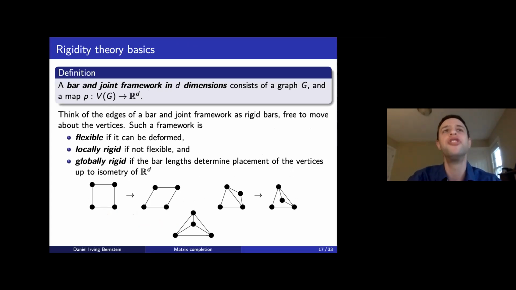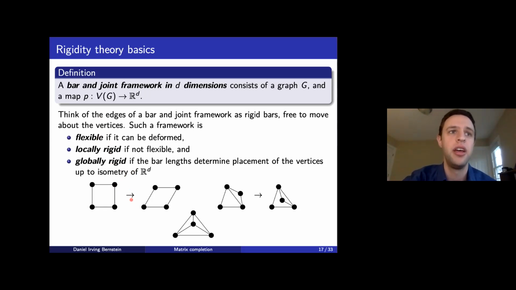So a bar and joint framework in d dimensions is just a graph you physically build in d-dimensional space. So you pick a point to stick each vertex at, and then you treat your edges like steel bars that are free to move around the vertices. And you can ask, if you do this, do you get something rigid or flexible? And so we say that a graph or a framework is flexible if it can be deformed continuously.